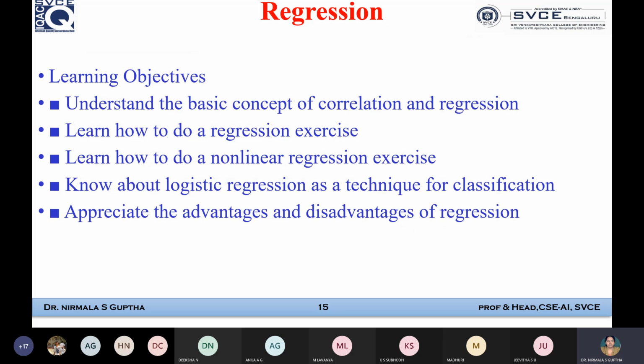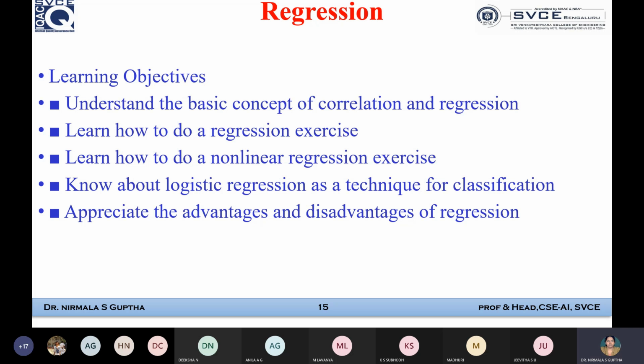Okay. So as the course outcome, we are inferring the different core data mining techniques and their applications. But the lesson objectives I'm talking about now, because we are starting a new lesson on a new data mining technique called regression. There are five learning objectives of this particular topic, regression.